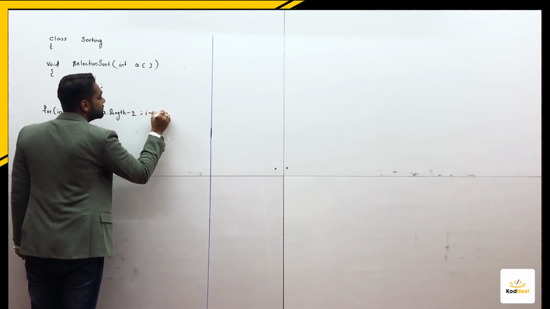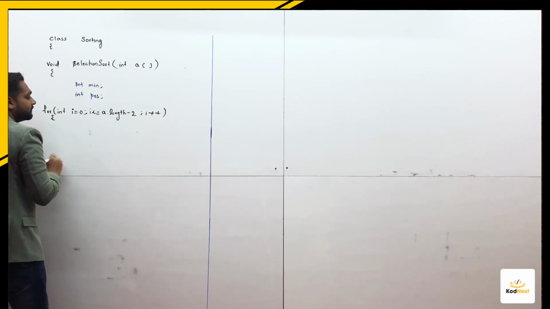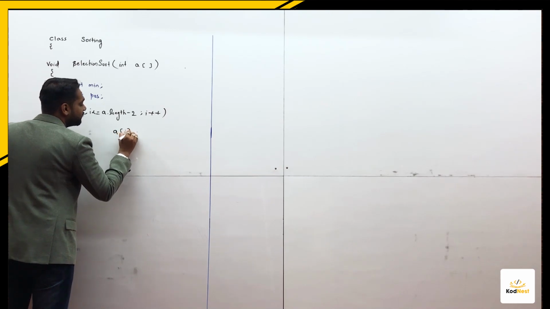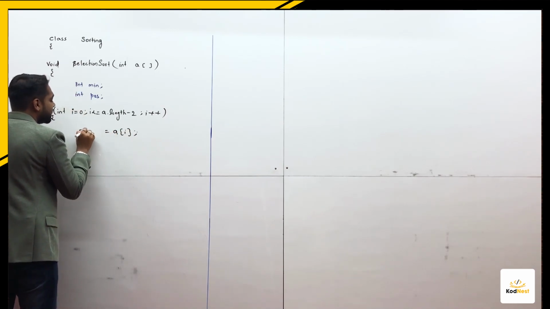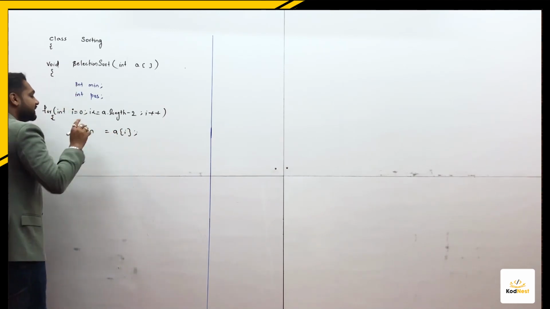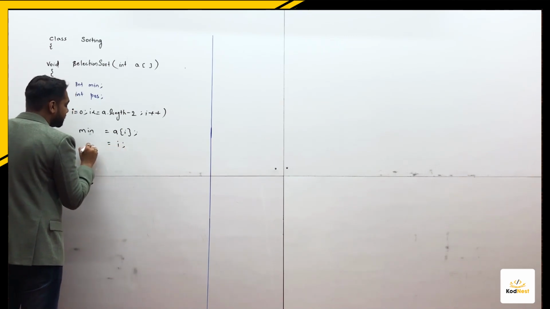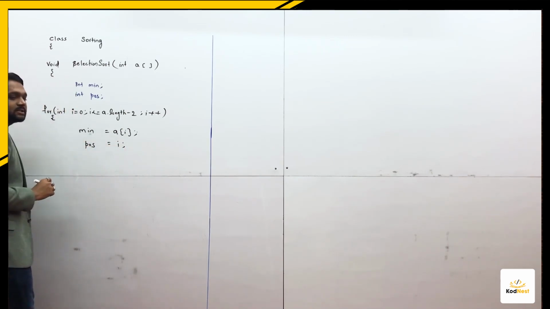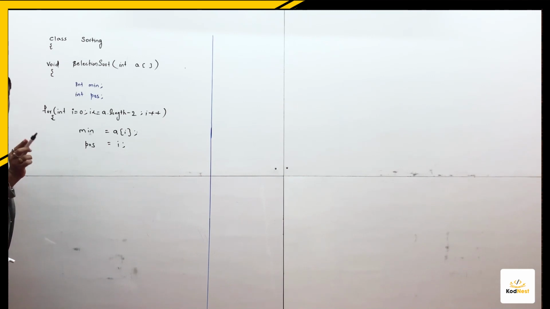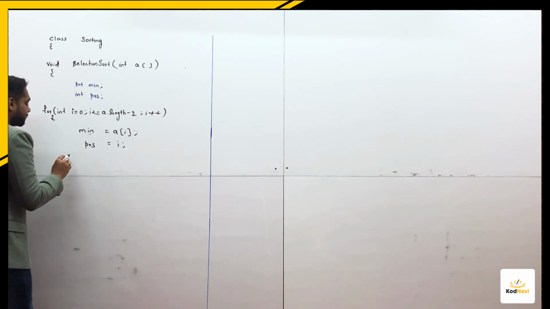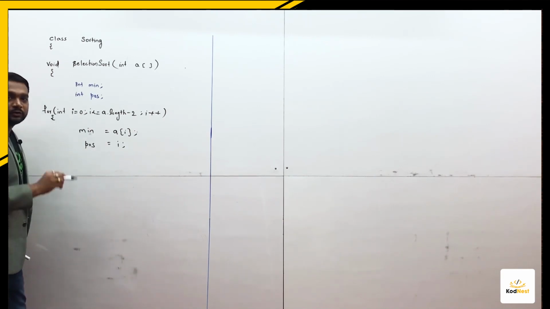i plus plus. Every time, whatever is there in array of i, think of that as the minimum. Its position, which is present in i, give it to pos. Will the program stop there? Certainly not. You have to find the real minimum.